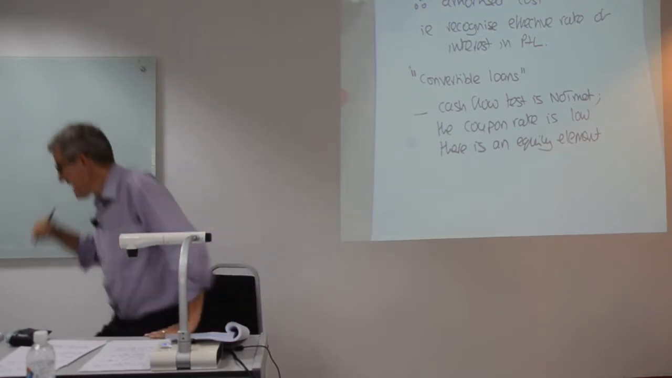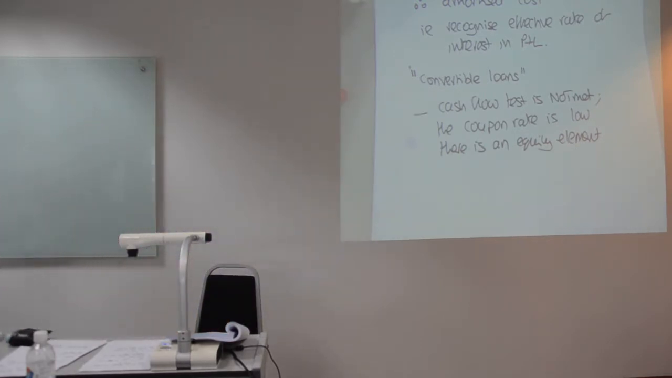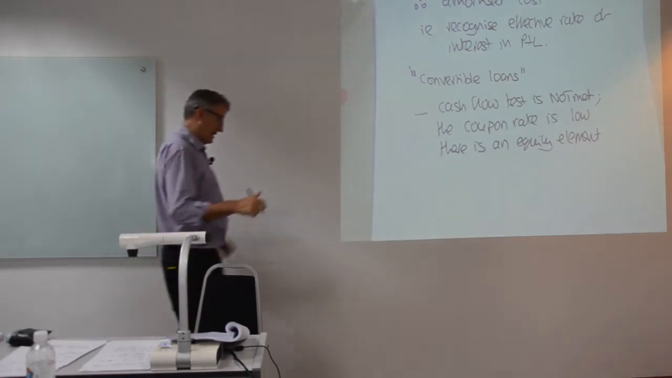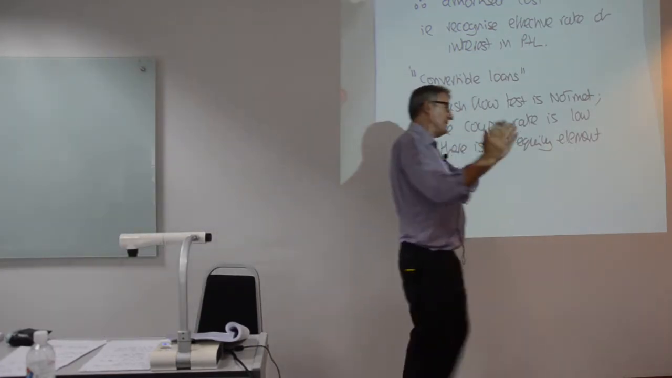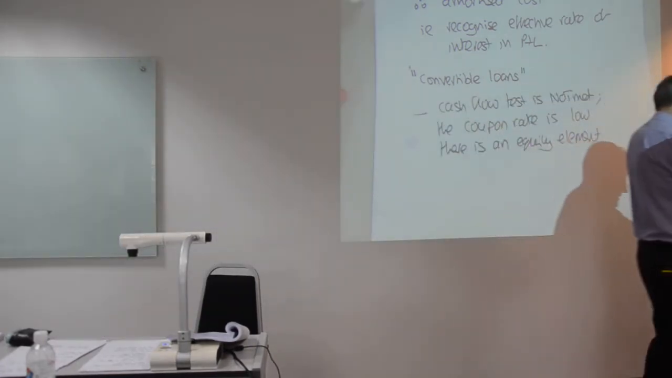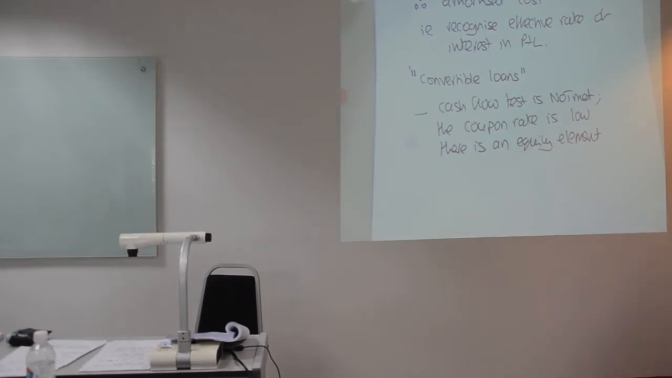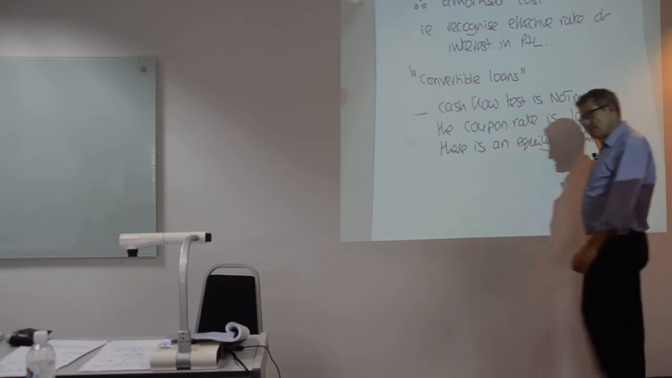You're not being compensated for the loan. You're not getting all of your money back in effect because there is an equity element. Now, from the issuer perspective, they get involved in split equity accounting. But that doesn't happen from the point of view of the investor. From the point of view of the investor, it either has to be debt or equity. So the cash flow test is not met.